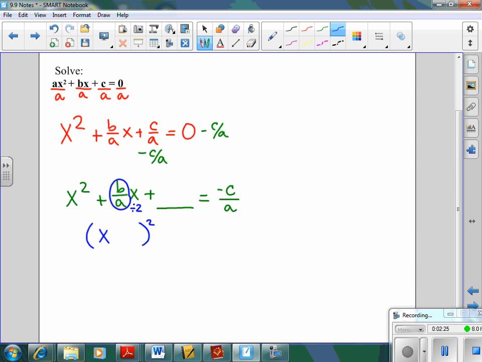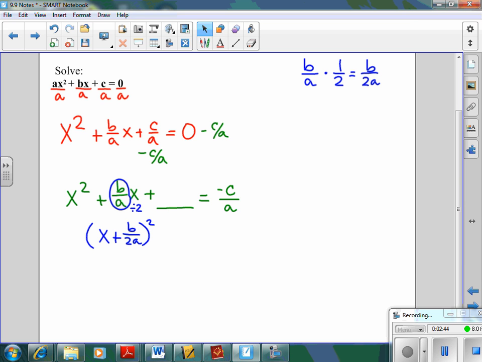So remember, dividing by 2 is just like multiplying by the reciprocal. So what we're really doing is b divided by a times 1/2, which gives us b on the top and 2a on the bottom. So that's what we have down here, plus b over 2a. Now remember, to get to this part that's up here, we need to take what we found, that b divided by 2a, and square it.